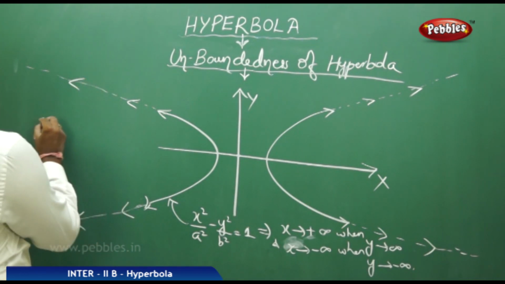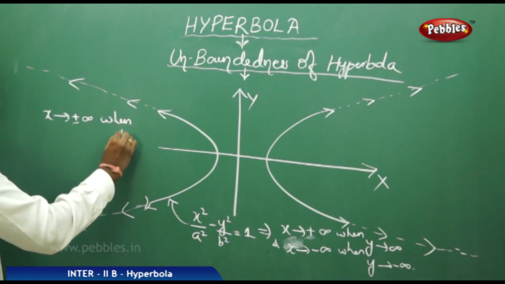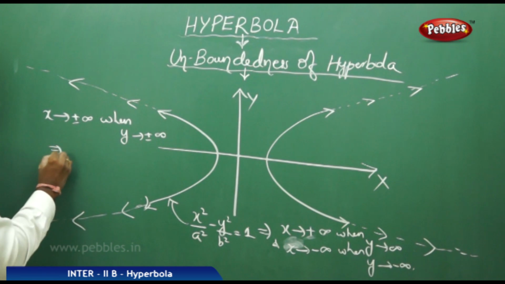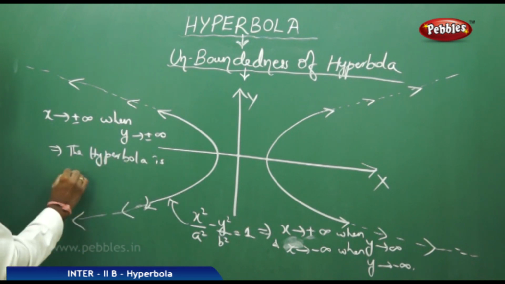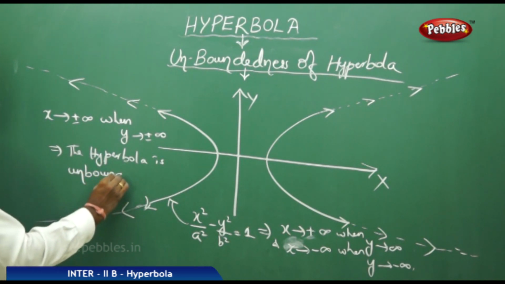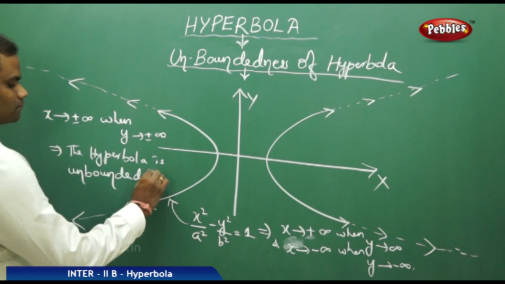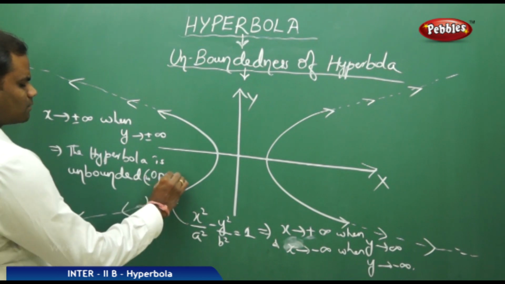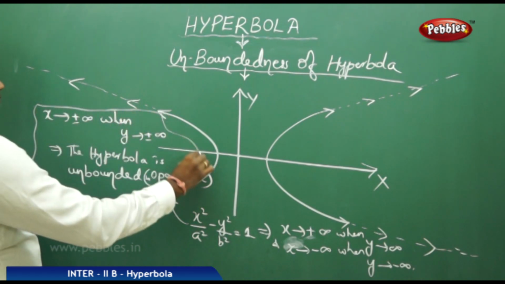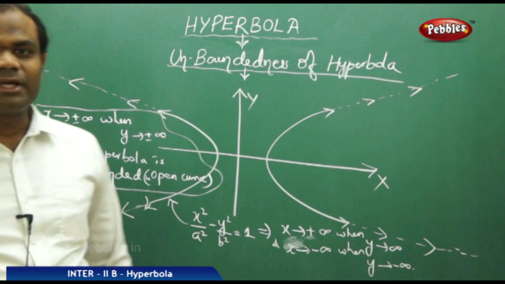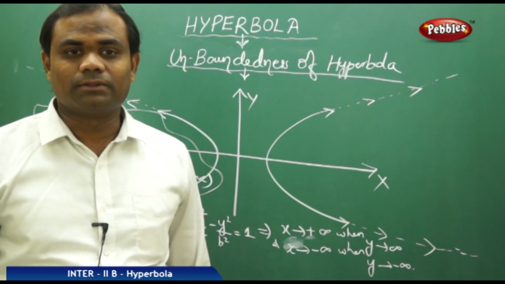That is, x tends to plus or minus infinity when y tends to infinity, which implies the hyperbola is unbounded. That is, it is not a closed curve but an open curve. This is how we understand the relation between openness and closeness. A hyperbola is an open curve and unbounded.